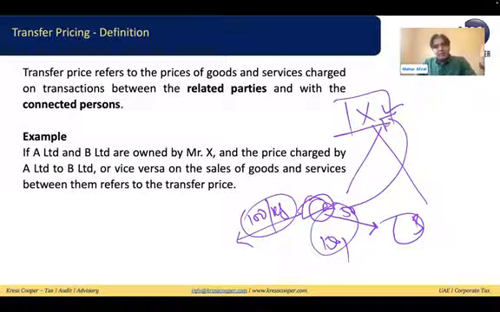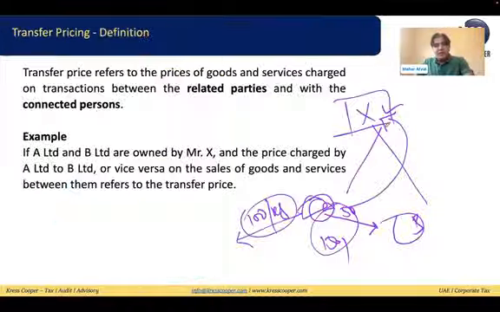So what is transfer price? Transfer price refers to the prices of goods and services being charged between related parties. I have given you an example. X is the owner of two companies. X is in a position to control the transaction, to manage the transaction, and there is a possibility that they can shift the profit from one tax jurisdiction to a different tax jurisdiction. So this is a transfer price. What is being charged between the related parties, between the connected parties? For the time being, we can assume this is a transfer price for discussion purposes.